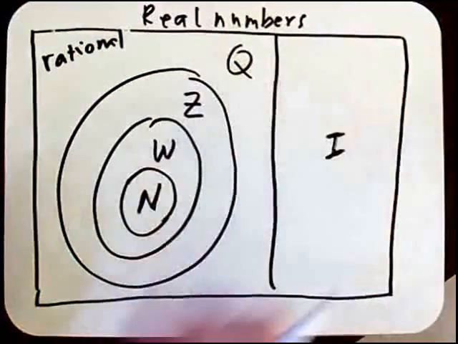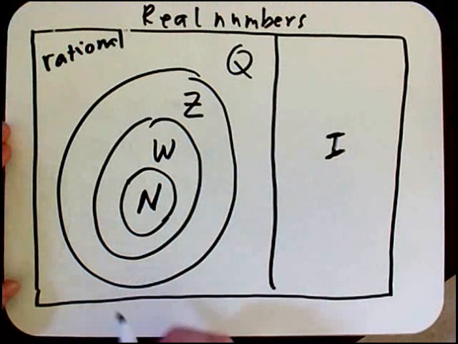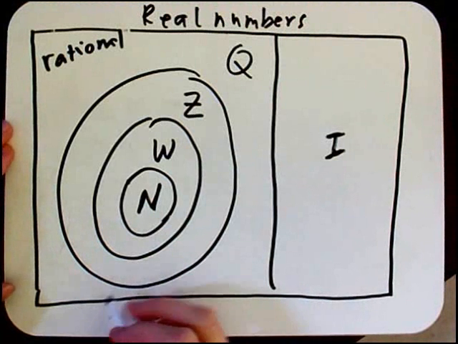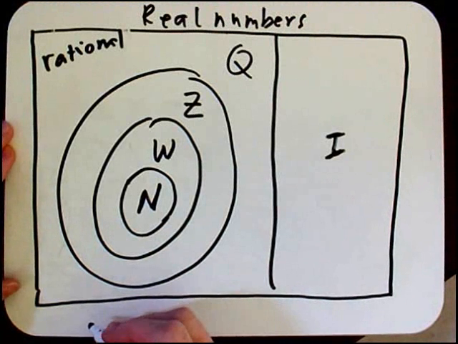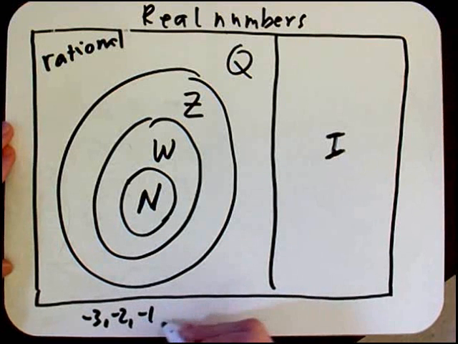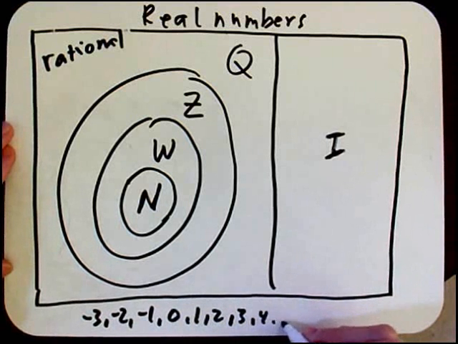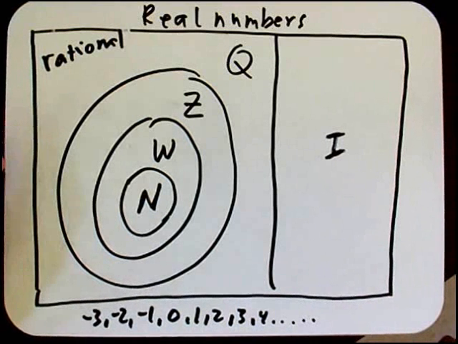Okay, another layer out is labeled Z. And these are our integers. These are a subset of the rational numbers that have the negative numbers included. So say -3, -2, -1, 0, 1, 2, 3, 4, and so on. All of the natural numbers are included, all of the whole numbers are included, and now the integers add in all the negative numbers as well.